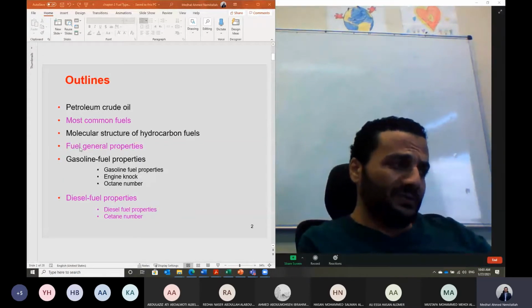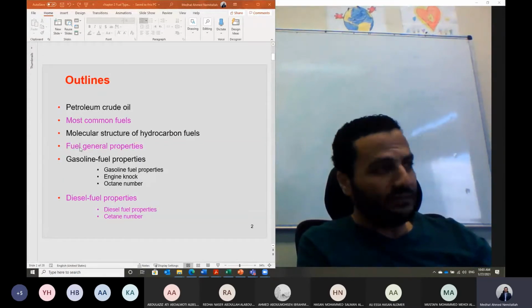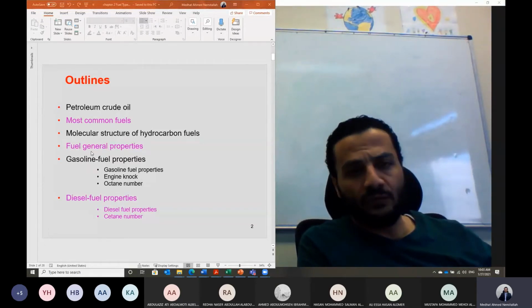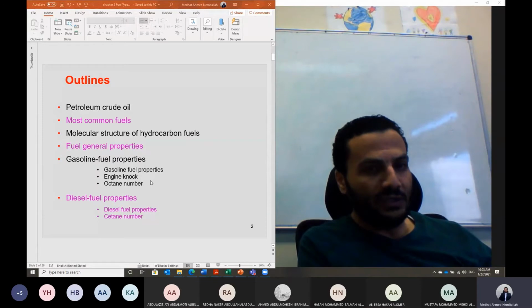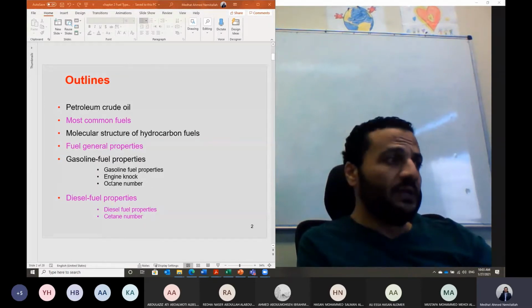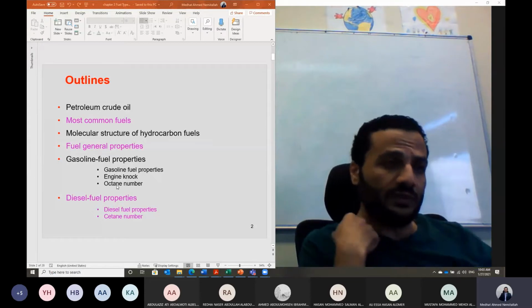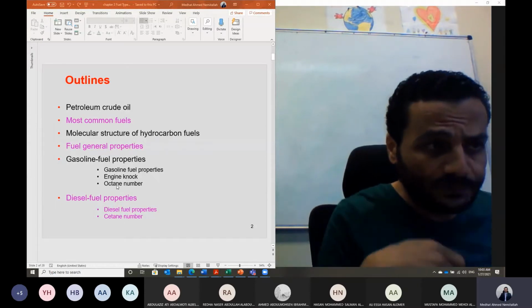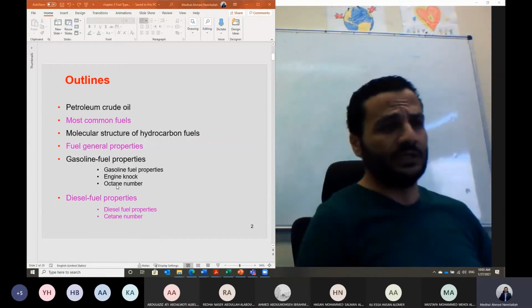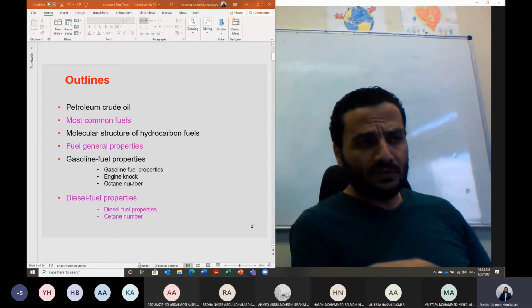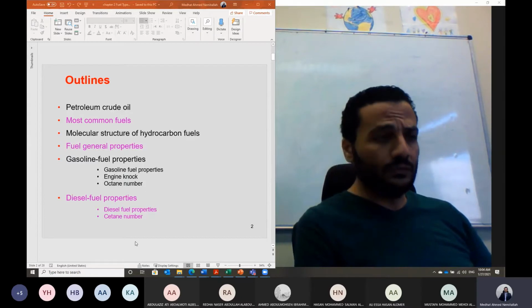We'll be talking about some general properties that should be there in any fuel. And then we'll be talking specifically about the fuel for the gasoline engine. We'll be talking about isooctane, and about the octane number, which is a measure of the quality of the fuel, the octane number for the gasoline engine.